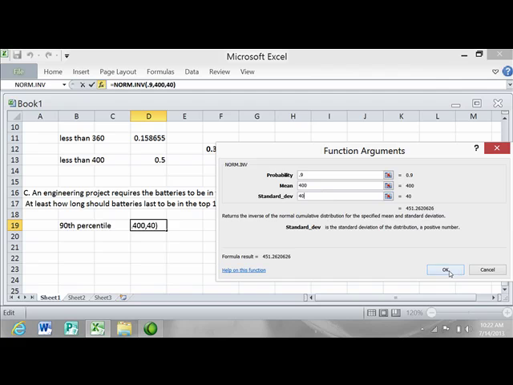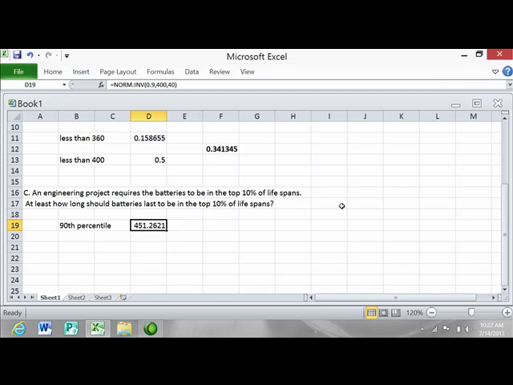And so it gives us the inverse norm, right? So 451 hours is that cutoff value of lifespans, cutting off the top 10% from the lower 90%. So you'd want to have batteries that last 451 hours or more.